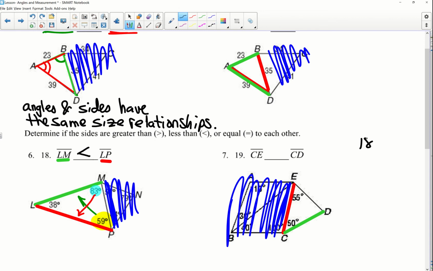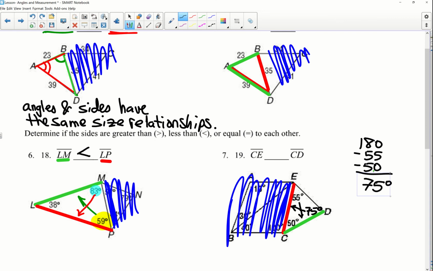So I'm going to do a quick 180 minus the 55 minus another 50. All right, so I'm taking 105 away from 180. That's going to leave me with 75 degrees. That's what this missing angle is here. And so 75 corresponds to that red line segment. The 55 corresponds to the green one. 75 is bigger than 55.